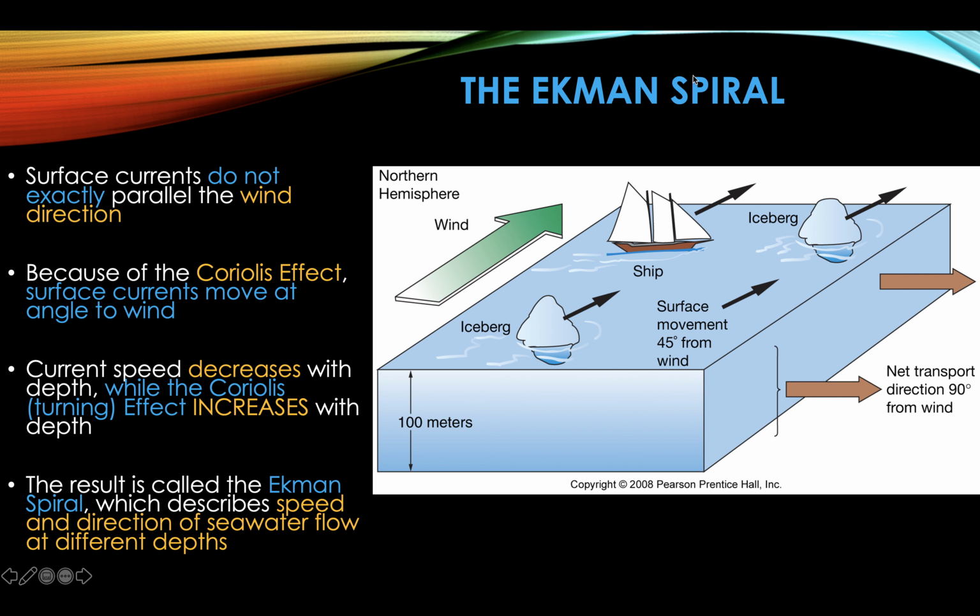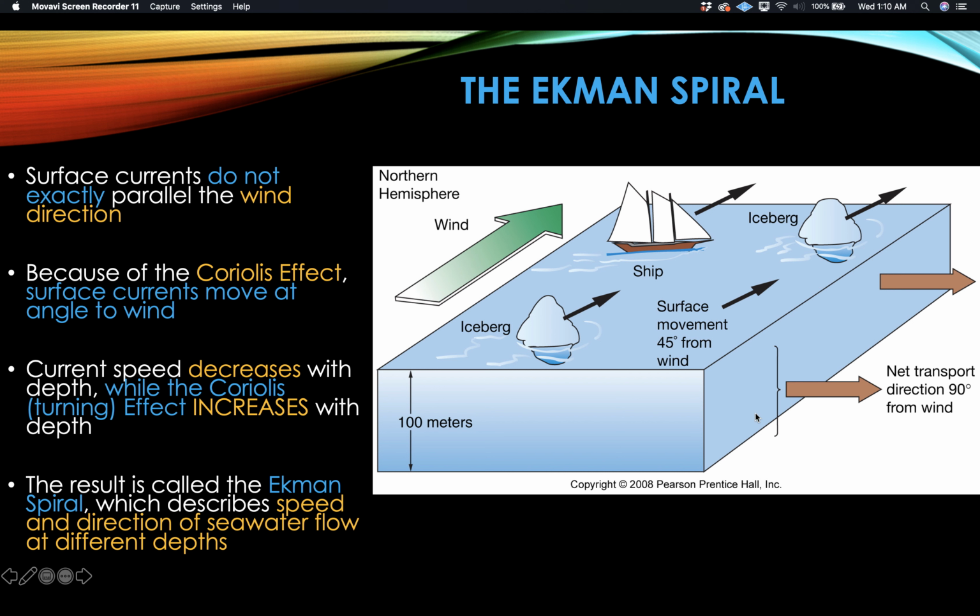Okay, so now we can get into a little more detail of the exact geometry of the direction that ocean currents move when compared with the wind direction. Remember that I said in one of the first couple slides that surface currents are controlled by the wind, the main wind direction, but they don't exactly parallel that wind direction. And that's because of the Coriolis effect. Because of that, surface currents will move at a slight angle to the main wind direction.